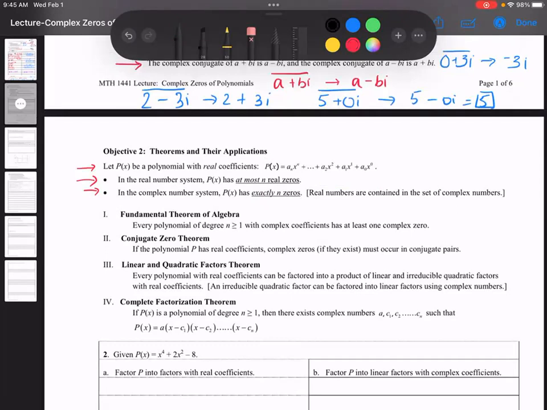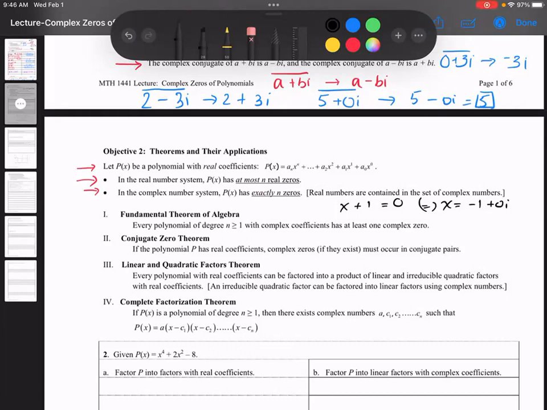Let me give you an example. x plus 1. If I solve this, I have x equals -1. Is that a complex solution? Yes, right? All real numbers are complex numbers. All I have to do is add the little 0i at the end. So any polynomial that has a degree of at least 1, in this case the simplest one is linear, will give you 1 complex solution. The reason is the same thing: all real numbers are complex numbers.